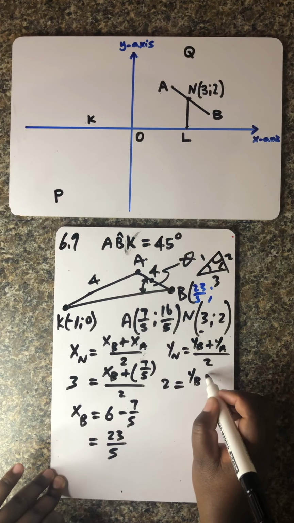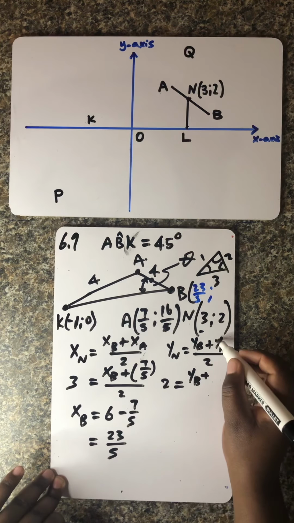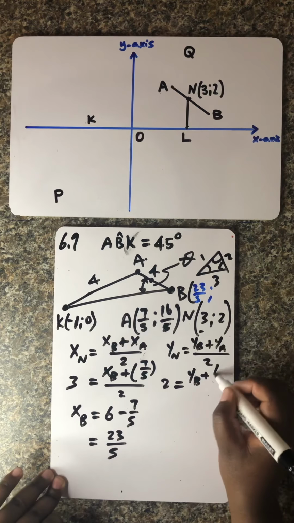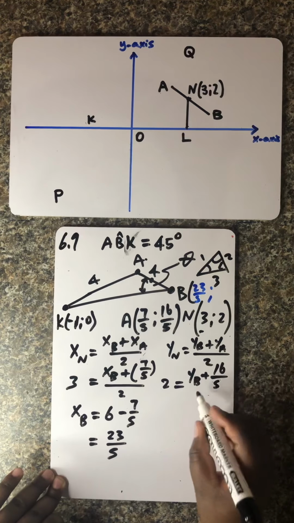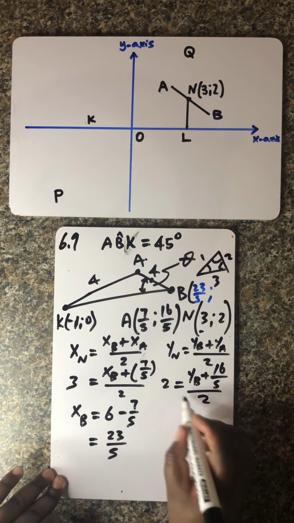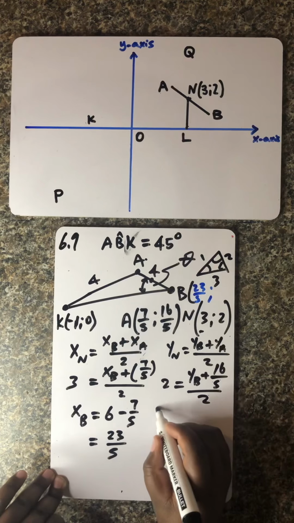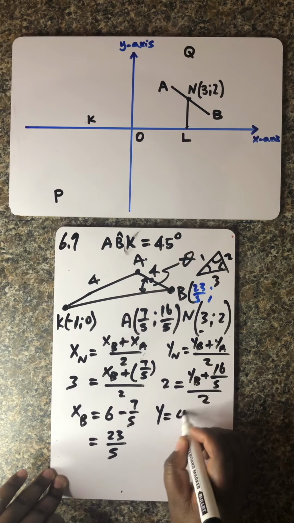It's what we want to calculate. Then plus, what is Y at A? It's given, it's 16/5 over 2. Then we just cross multiply. We've got 4, obviously. Then we move that to the other side. Then it means Y is equal to 4.